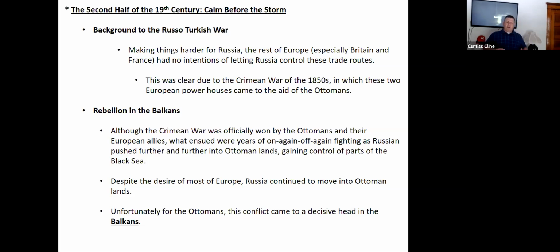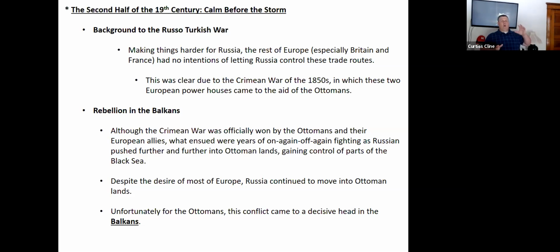So although the Crimean War was officially won by the Ottomans and their European allies, what ensued were years of on-again, off-again fighting as Russia pushed further and further into Ottoman lands, gaining control of parts of the Black Sea. Now, despite the desire of most of Europe, Russia continued to move into Ottoman lands. And unfortunately for the Ottomans, this claim came to a decisive head in the Balkans.